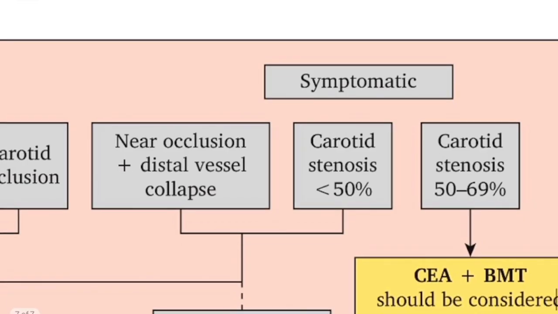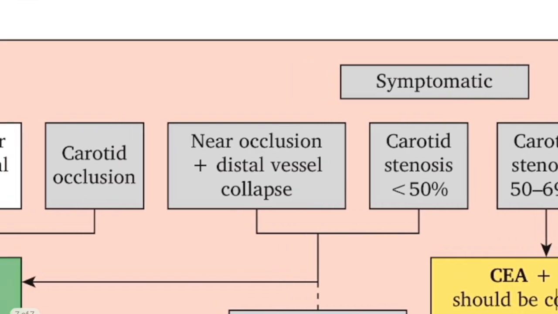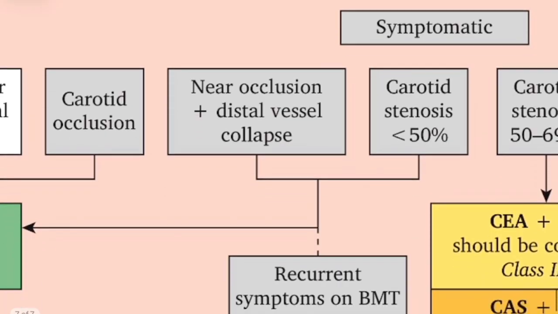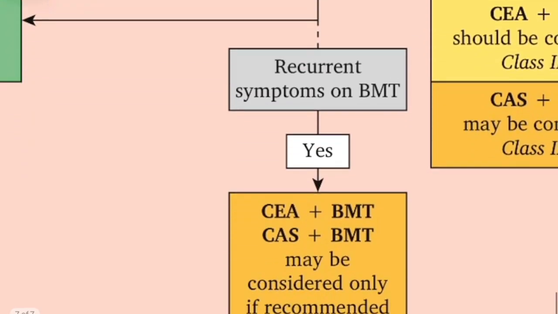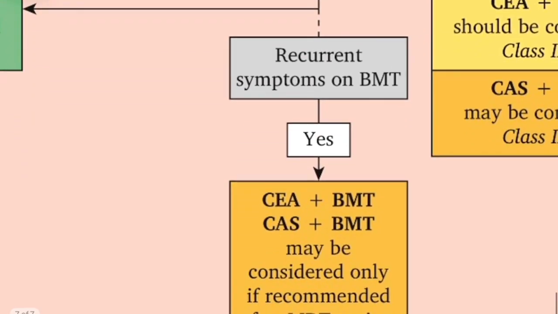In that case, logically speaking, what do you suggest? You just tell them to go for medical therapy. Or if there is total occlusion also, same thing. Total occlusion is there, patient is symptomatic, you are not going to achieve anything by opening up the vessel because already patient has developed infarction or whatever distal manifestation. Don't do anything. Near occlusion with a distal vessel collapse, same thing. But in these three groups of patients, if they have recurrent symptoms even on best medical therapy, then you have to tell them to undergo endarterectomy or stenting.